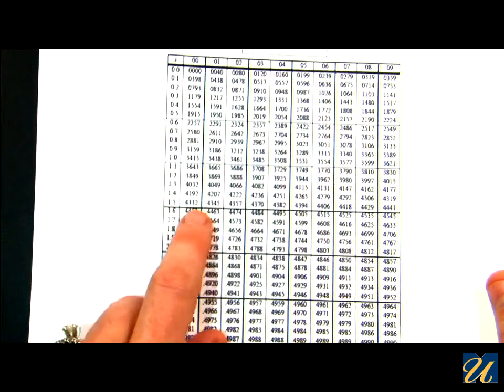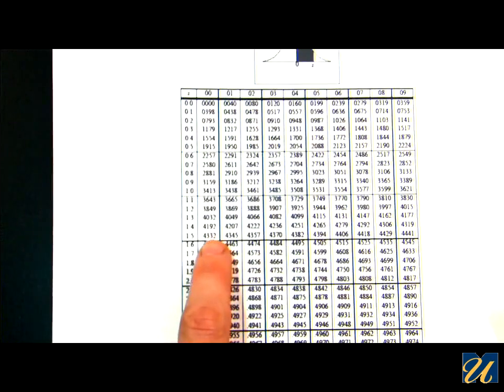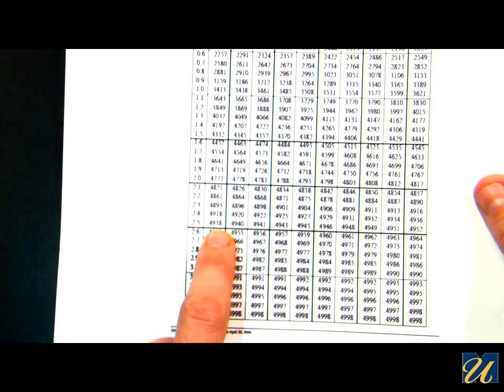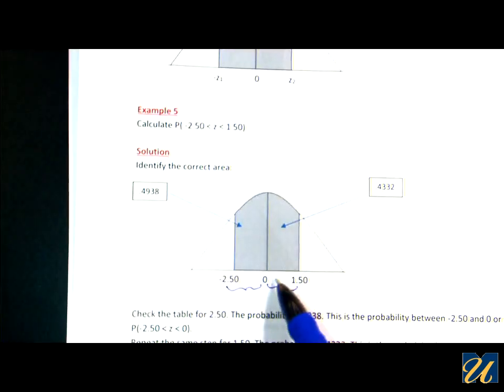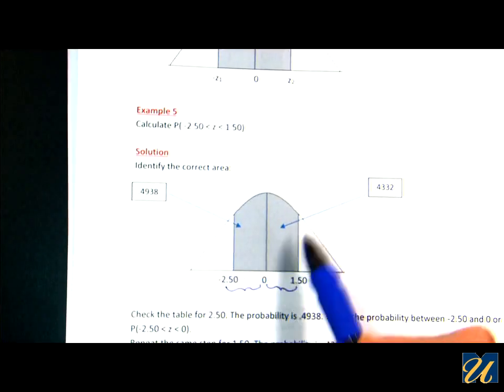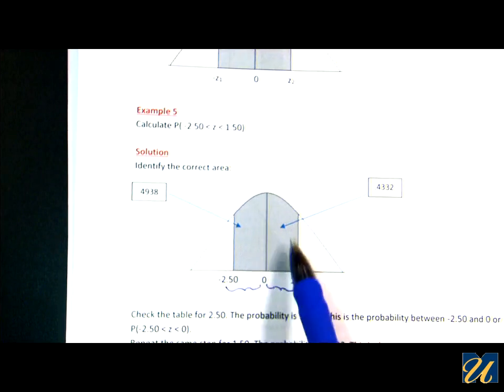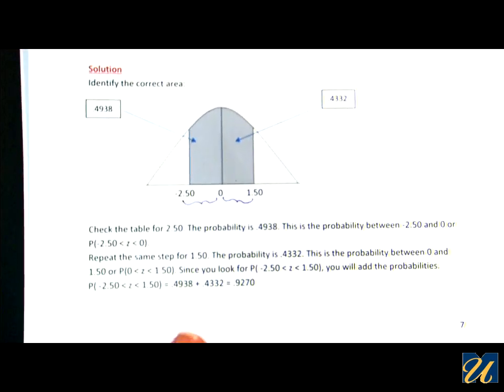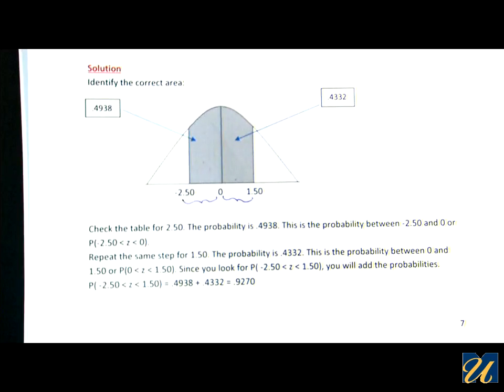So 1.5, it's going to be 0.4332, right? 2.5 is going to be 0.4938. So we have this area and this area. I want the whole thing. So all I need to do is add the corresponding probabilities that I get from the table.